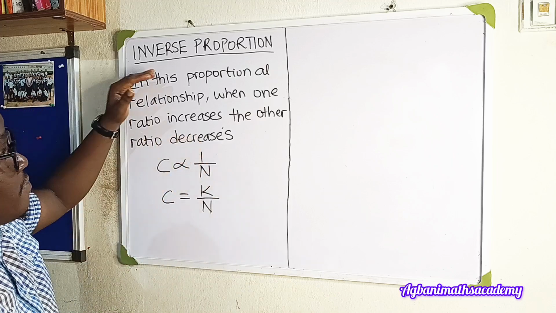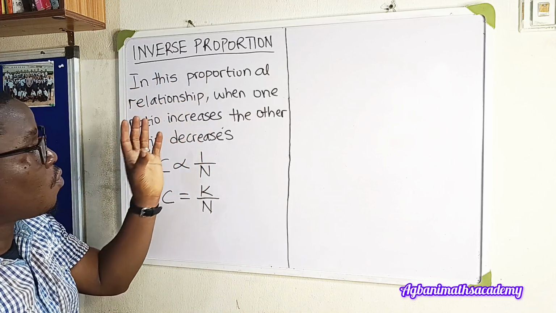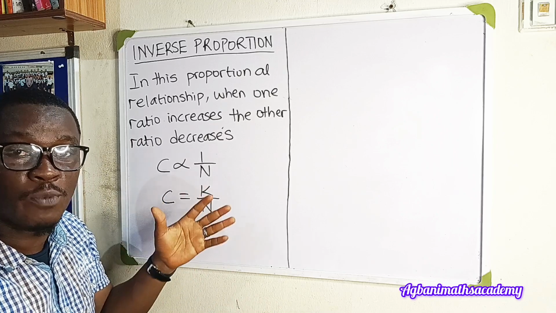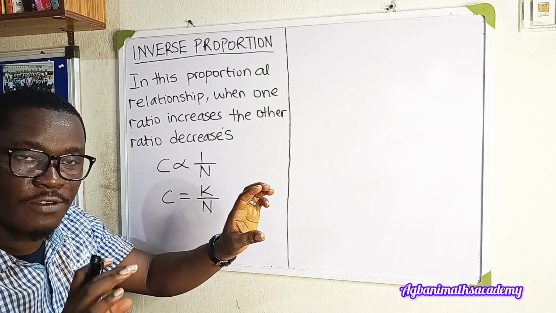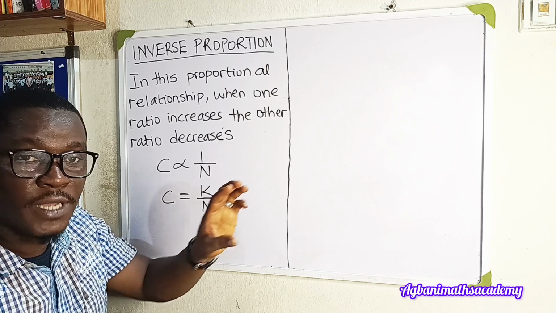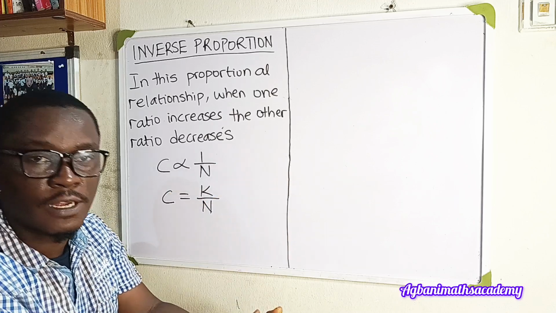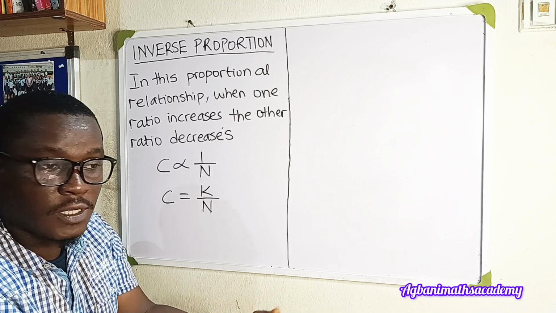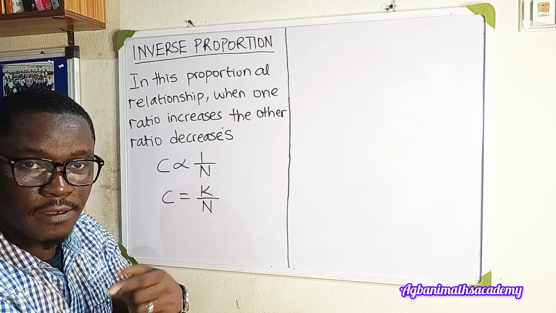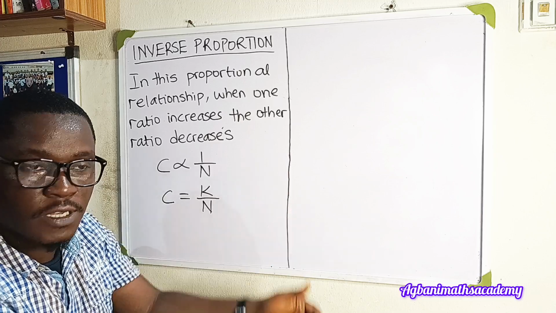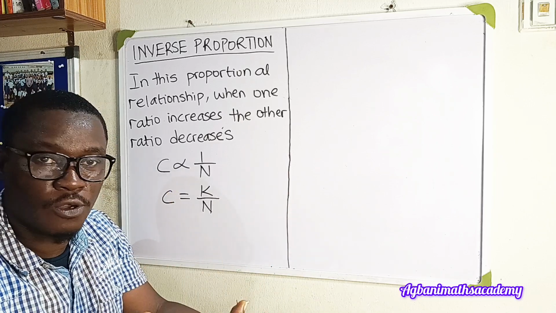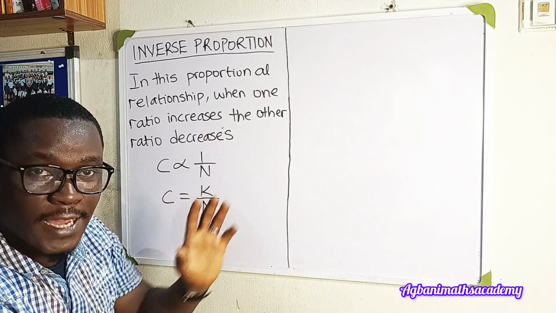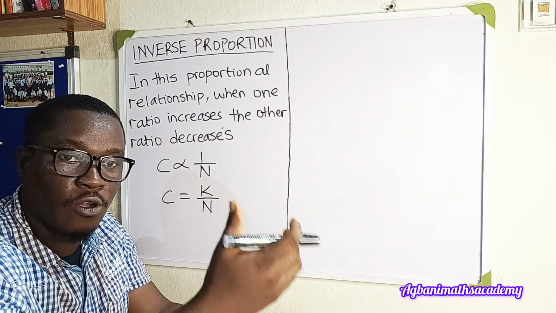Okay, so what is inverse proportion? In this proportional relationship, when one ratio increases, the other ratio decreases, unlike what we've looked at in direct proportion, where as one ratio increases, the other ratio also increases. In inverse proportion, an increment in one ratio means a decrease in the other ratio. For example, if one boy is able to clear a field in 2 days, two boys will be able to clear that same field in 1 day, right? So the more laborers working on the field, the less time it will take to get the job done. That situation is an example of an inverse proportion. As the number of workers increases, the time it takes for the work to be done decreases.